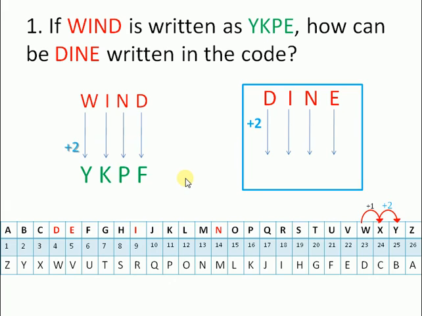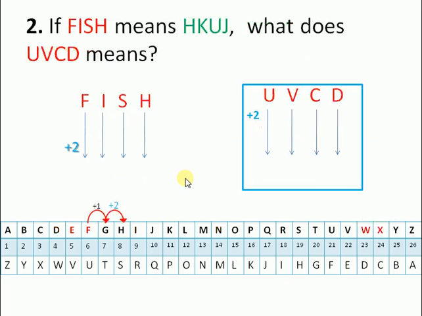So using the same set of rules, if you are forming DINE, you will get D, E, F, then I, J, K, then N, O, P, E, F, G. So our answer is FKPG. Now the second question, if FISH means HKUJ, what does UVCD mean?